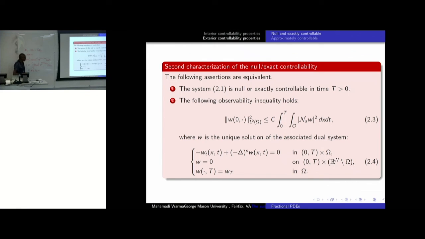That's what I said before. Nobody knows how to prove this observability inequality. Even the first one, for the interior control, where we just have the integral inside omega, not outside, nobody knows how to prove it. Here also, we do not know how to prove this observability inequality.